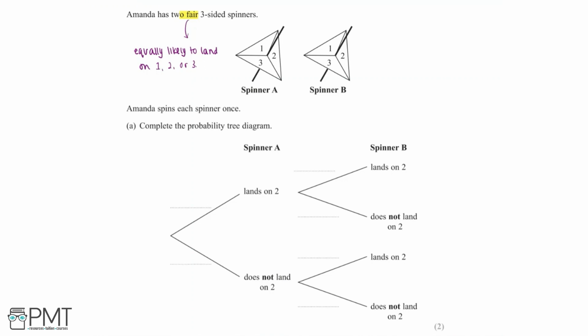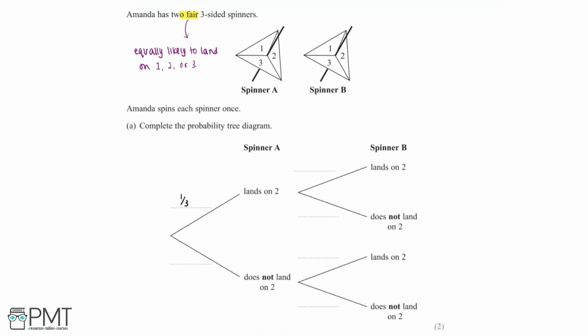Now we're told that Amanda spins each spinner once, and in part A, we need to complete the probability tree diagram. Now let's start with spinner A. We need to find the probability that spinner A will land on 2. Now we said that it's equally likely that the spinner will land on 1, 2, or 3, and so the probability that the spinner will land on 2 would be equal to 1/3.